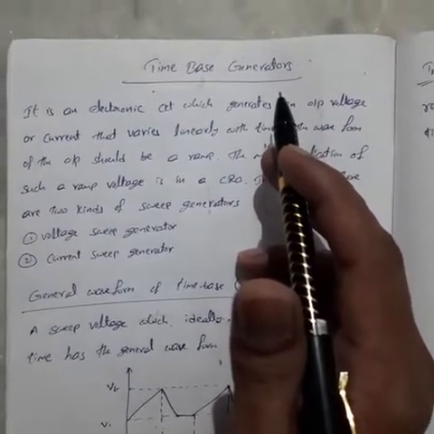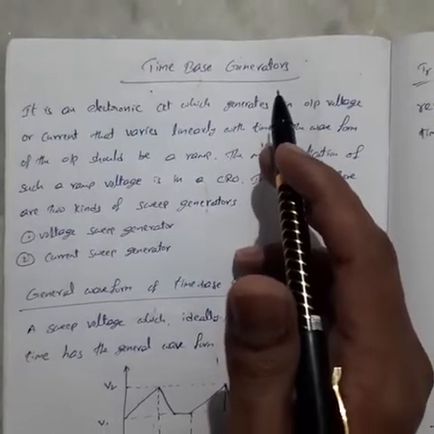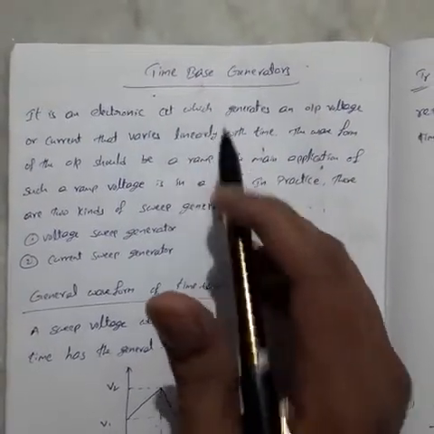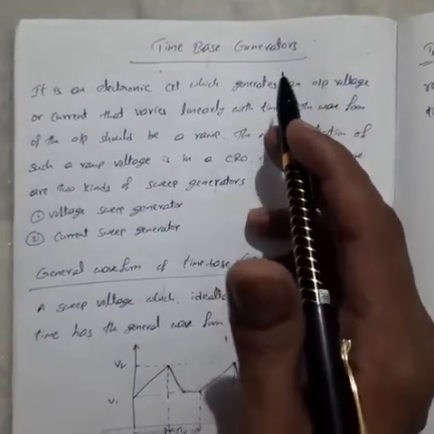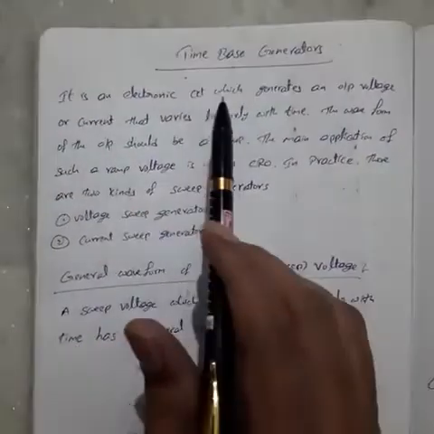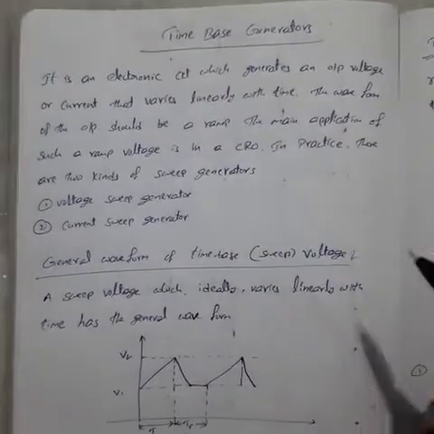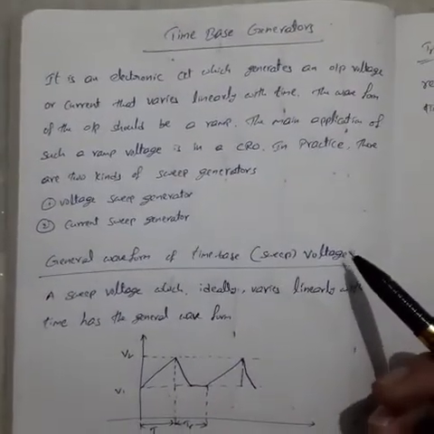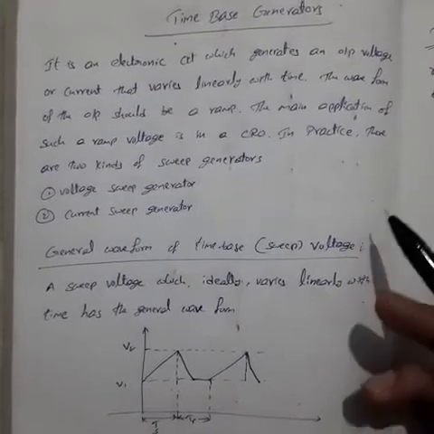So what is meant by generator? A generator is nothing but something that generates an output signal, a time-based signal. With respect to time, generators generate some signal. So let us see. It is an electronic circuit which generates an output, either voltage or current, that changes linearly with time.